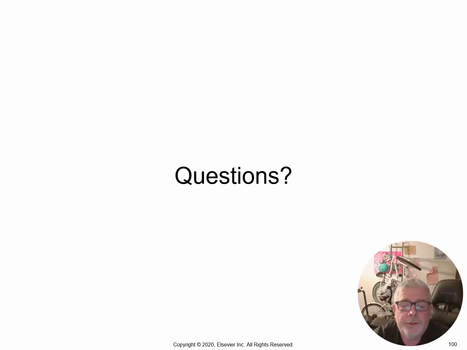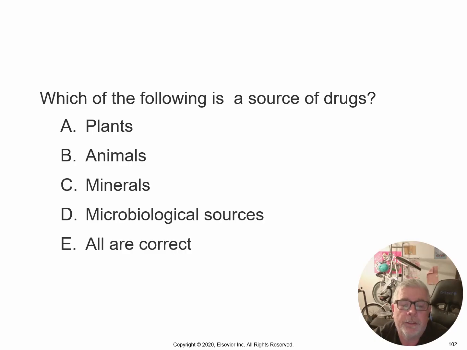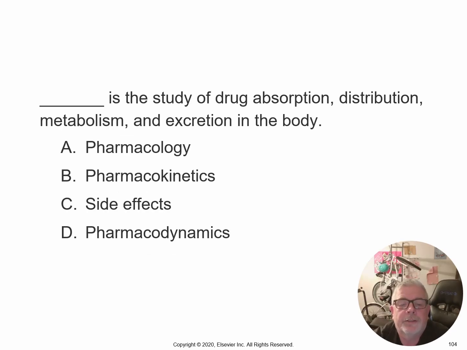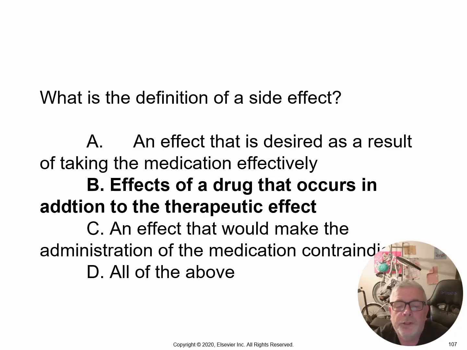All right, if there are any questions, maybe we'll just go over a couple of reviews. No, you can't handle it anymore, but let's try. Which of the following is a source of drugs? Plants, animals, minerals, microbiology sources? And if you said all are correct, you would be correct yourself. The study of drug absorption, distribution, metabolism, and excretion in the body is known as, give yourselves a minute, pharmacokinetics. What's the definition of a side effect? A side effect would be an effect of a drug that occurs in addition to the therapeutic effect. Some may be good, some may be bad.